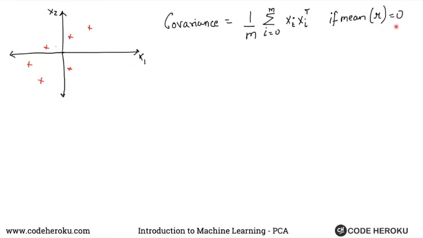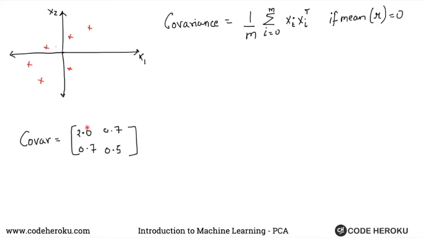If the mean is zero, all these points are centered around the origin. We know that the covariance of this data set is given by taking all the xi's and multiplying each by the transpose of xi. That will give you the covariance, and if you do this math for this data set, you get a covariance matrix.